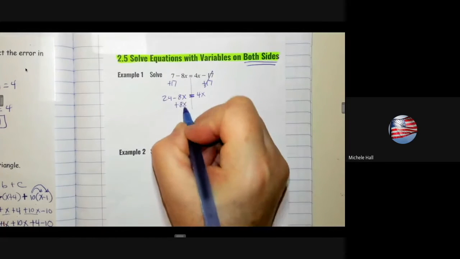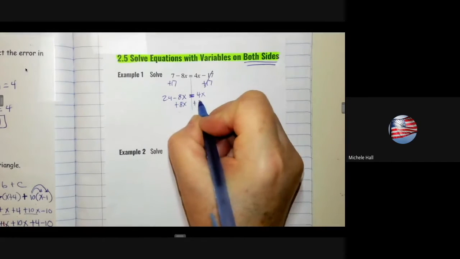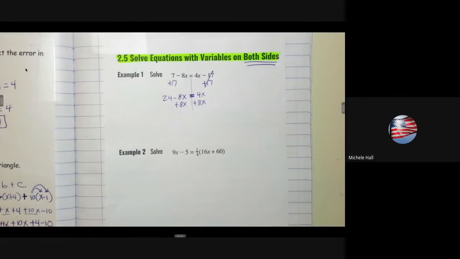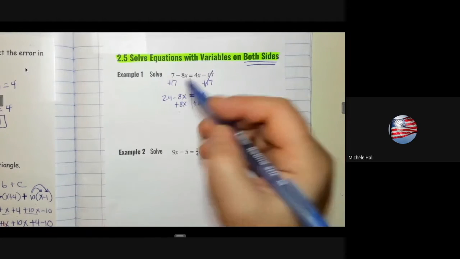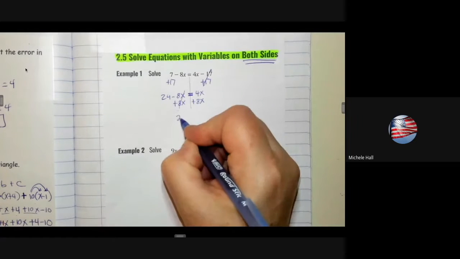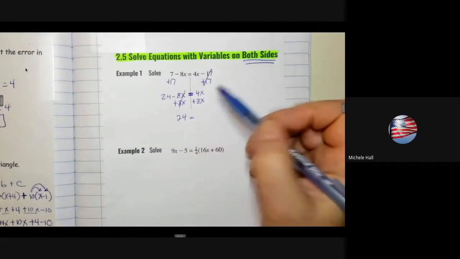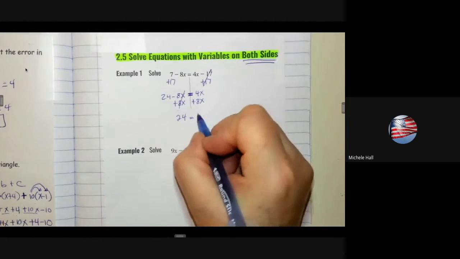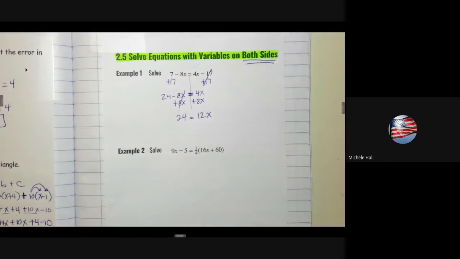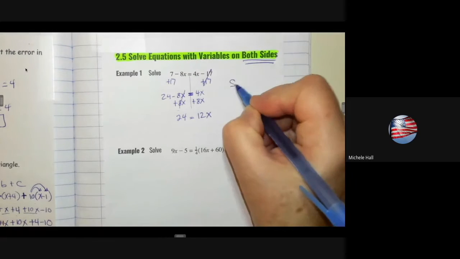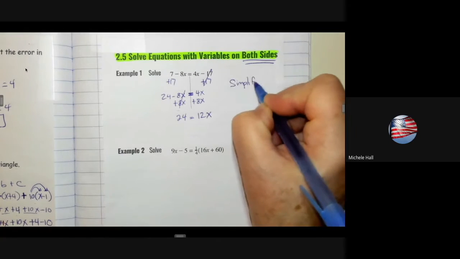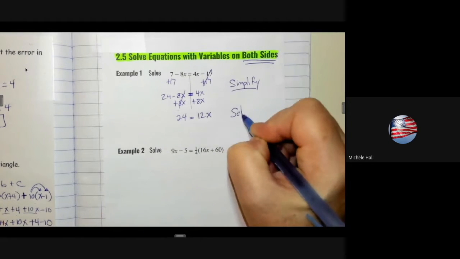I'm going to add 8x to the left side of the equation, and I'm going to add 8x to the right side. A negative 8x and a positive 8x cancel, and we're left with 24 equals 4x plus 8x is 12x. Now that I'm all simplified and I have all my variables combined, I'm ready to start solving. So first we need to simplify, then we solve.